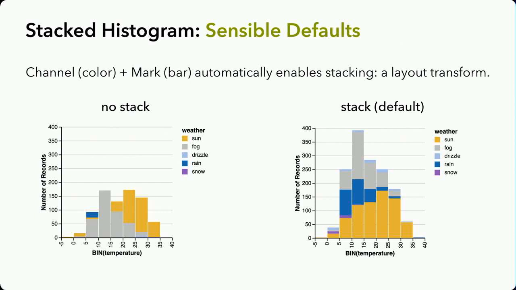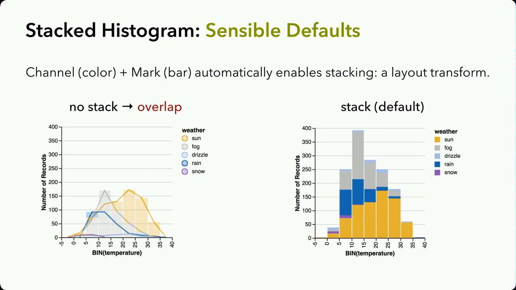In this case, multiple things are interacting. To do this kind of reasoning, the Vega-Lite compiler took into account the channel, which was color, the mark type, which was bar, and a layout transform, which is the stacking. And these three components interacted in a non-trivial way to create a stacked chart that is more expressive than the bar chart with overlap.